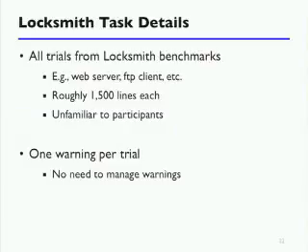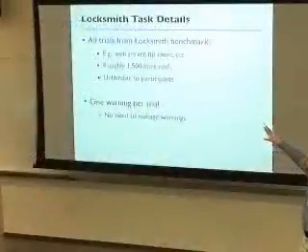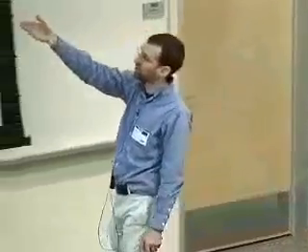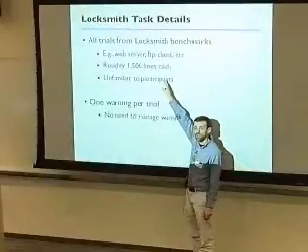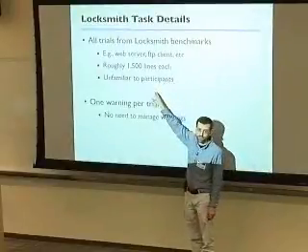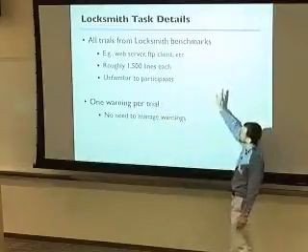To give you some details, all the trials were based on programs we had applied Locksmith to before. What I just showed you was the web server. We had an FTP client and a few other things. Small programs, roughly 1,500 lines of code each, and they were not familiar to the participants. So they were sort of random C programs as far as they were concerned. Each experimental trial consisted of triaging exactly one warning. So we don't have anything in the interface about managing different warnings and keeping track of them over time or anything like this. It's just triaging a single warning at a time.